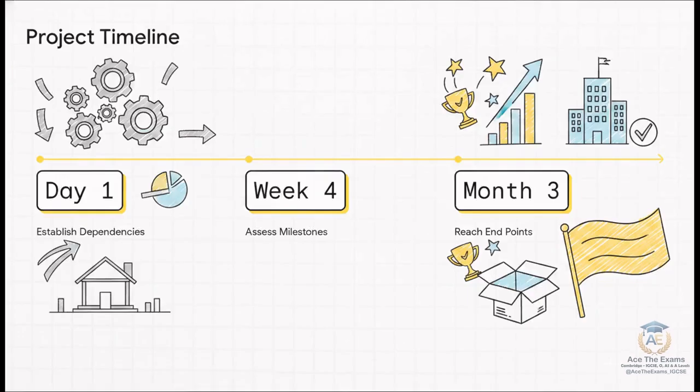Then, by week 4, you assess your milestones. Milestones are those major checkpoints or phases completed. They aren't tasks themselves, but crucial markers of progress. Finally, by month 3, you reach your endpoints, the final deliverables. This logical, chronological flow from dependencies, straight through to milestones, and finally to endpoints is the exact conceptual framework examiners are begging to see on your paper.